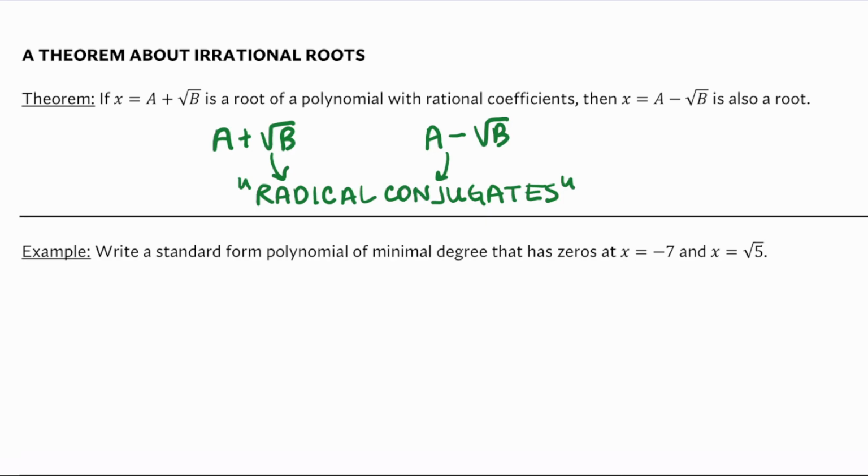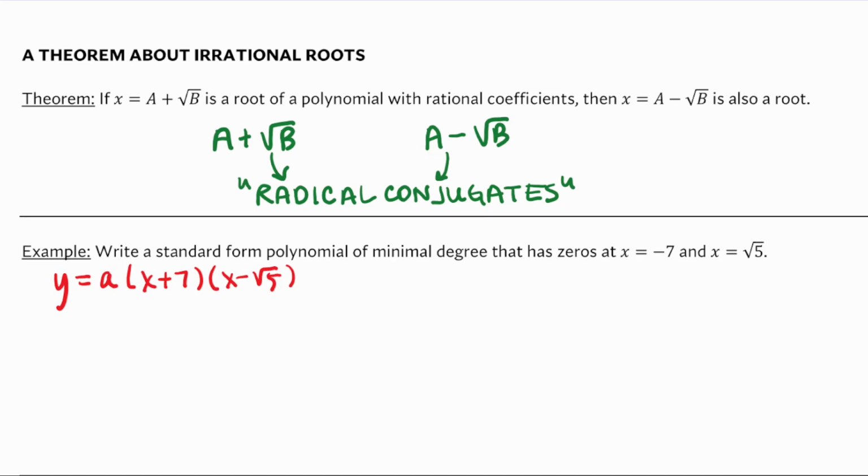All right. So we're going to write a standard form polynomial of minimal degree that has zeros at x equals negative 7 and x equals square root of 5. Okay. So I'm going to start, and I'm going to write you a standard form polynomial, and by that we mean it's not factored. We've actually multiplied it out. Okay, that has zeros at x equals negative 7. So y is going to be equal to some leading coefficient times x minus negative 7, multiplied by x minus the square root of 5.